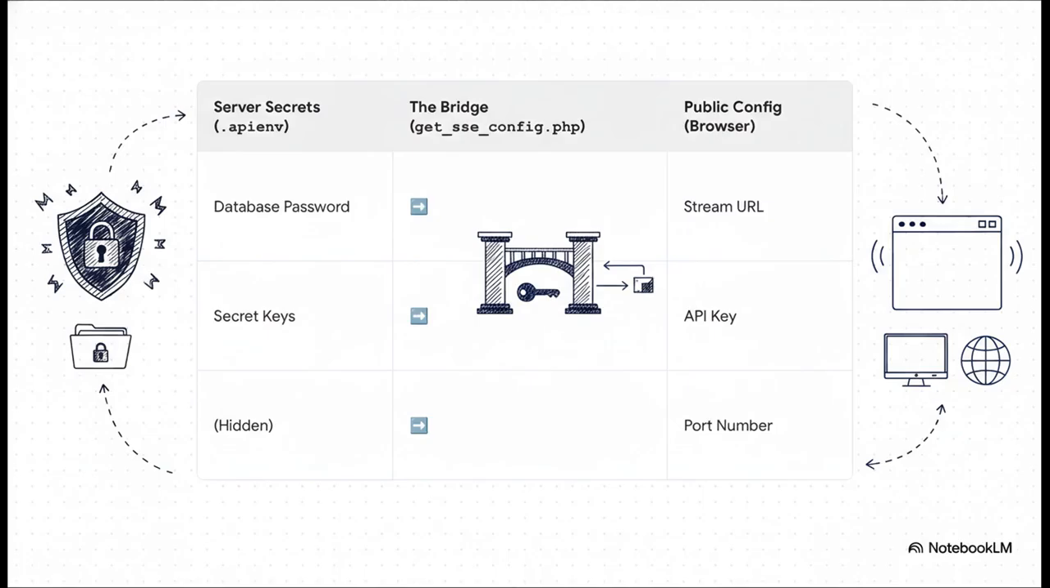Security is obviously non-negotiable. Our server has secrets, things like database passwords, that live in a .env file. We can absolutely never let those leak to the browser. So we use what's called a security bridge. The browser asks a safe PHP script for the connection details. That script acts as a bridge, or go-between. It can see the secrets, but it only passes the safe public info, like the URL and port number, over to the browser. The secrets never, ever leave the server.